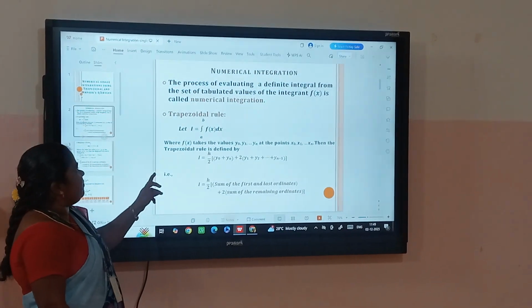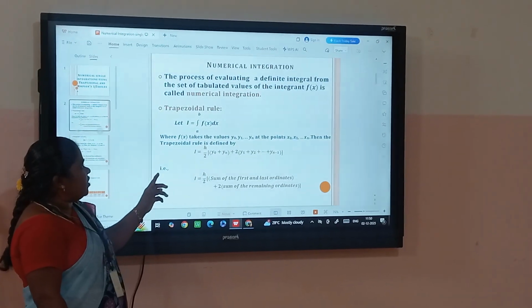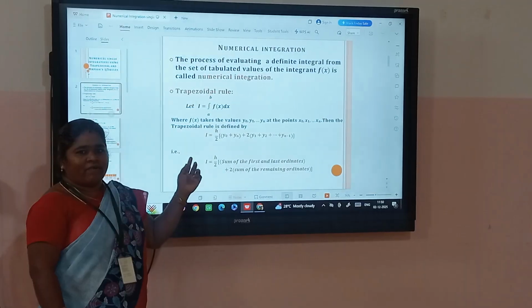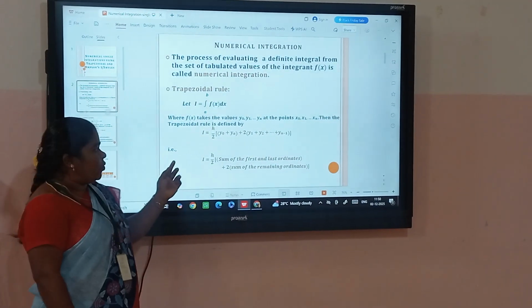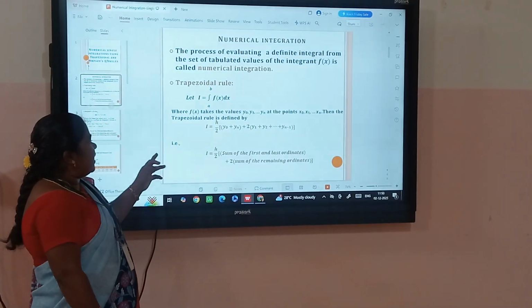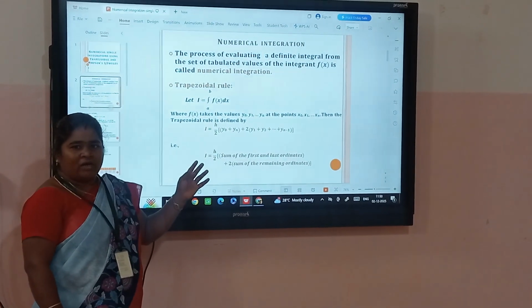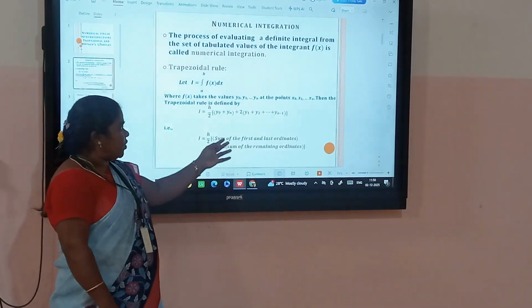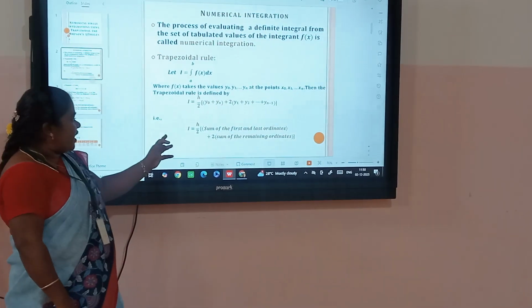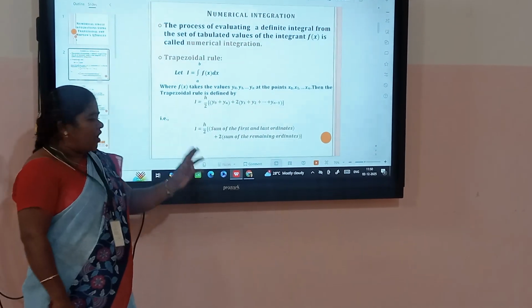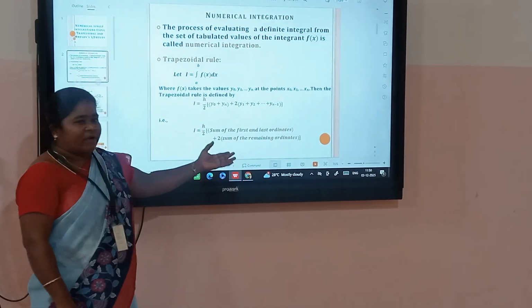The first one is the trapezoidal rule. Let I equal integral a to b f of x dx. Then f of x takes the values y0, y1 and so on yn, and the points x0, x1 and so on xn. Then I equal to h by 2 [y0 plus yn plus 2 into (y1 plus y2 plus and so on yn minus 1)]. Then I equal to h by 2 [sum of the first and last values plus 2 into sum of the remaining values].